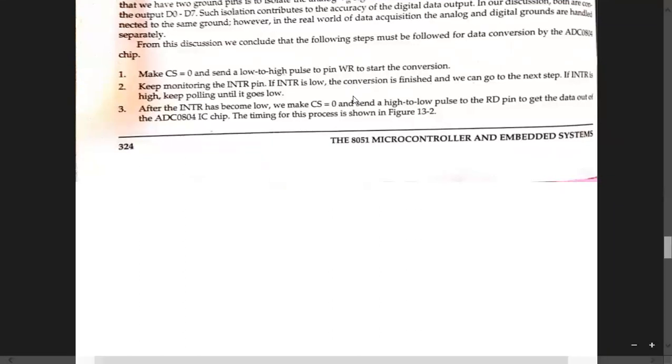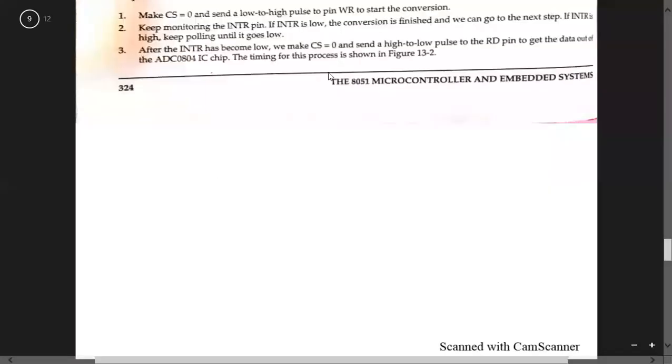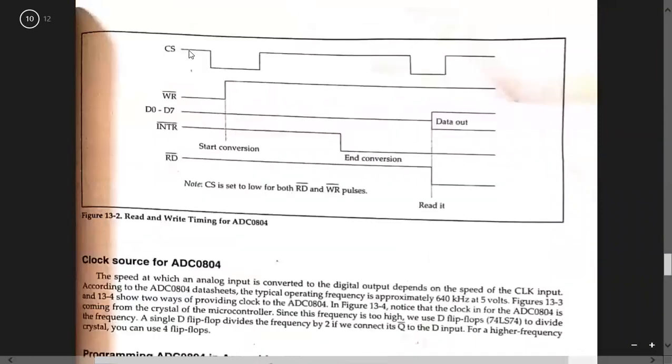Okay. We have seen the steps, right? They are just showing the steps in the timing diagram. Initially, the first thing we need to do is convert the CS pin to low, right? Initially we are assuming that it is in the high state. So when we are planning to start the conversion, the first thing we have to do is make the CS pin low.